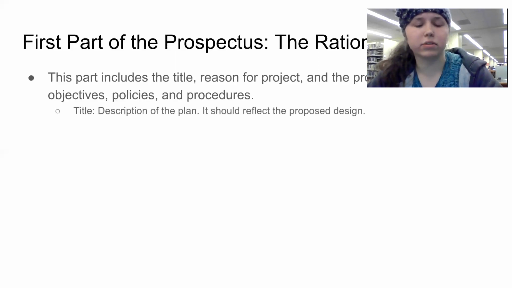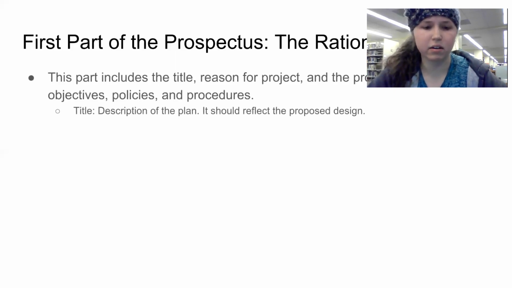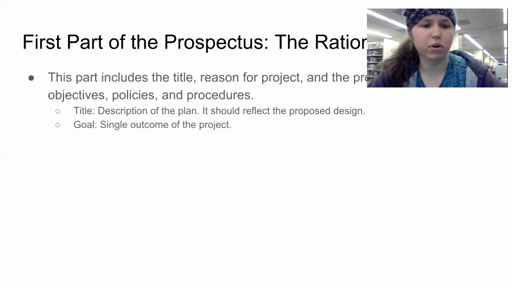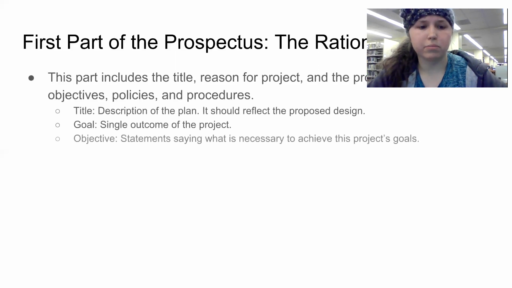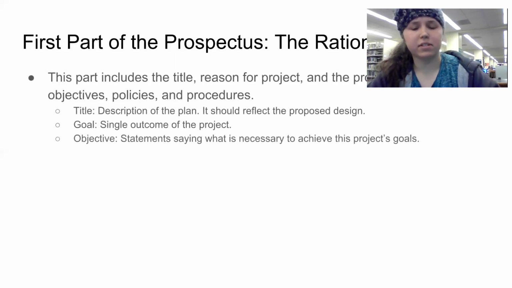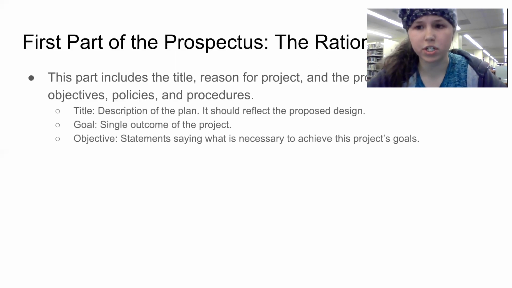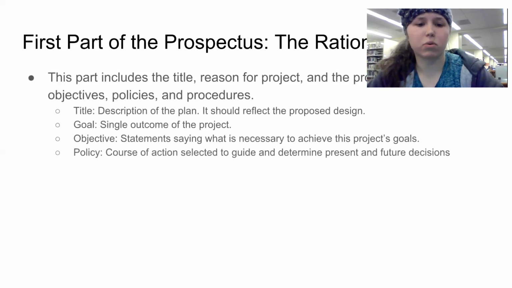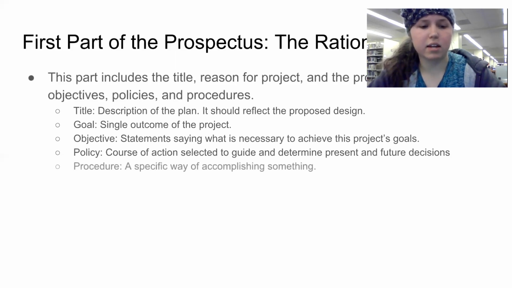And so your title includes the description of the plan. It should reflect your proposed design in the title of the project. Your goal is the single outcome of your project. Your objective is the statements saying what is required to achieve your project's goal. Then you have your policy, which is the course of action selected to guide and determine your present and future decisions on your project. And then the procedure is a specific way of accomplishing something for your project.